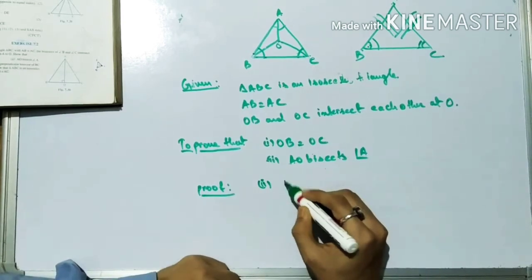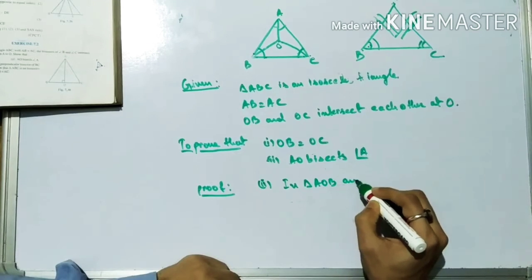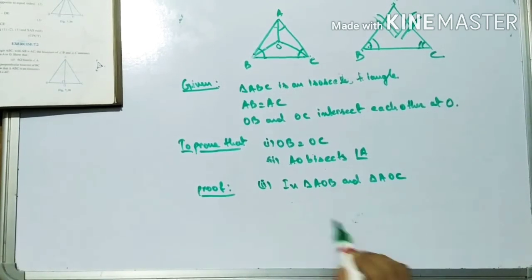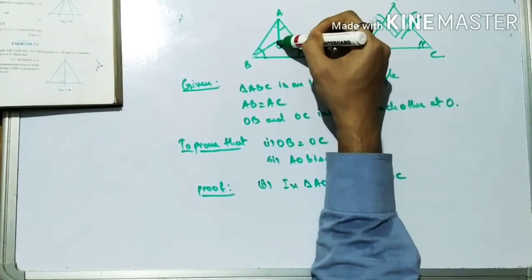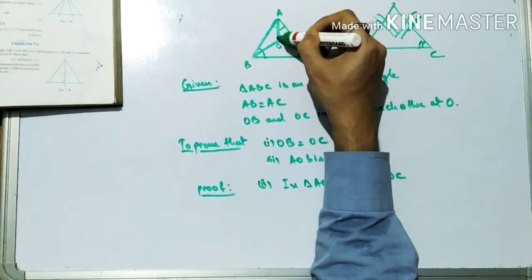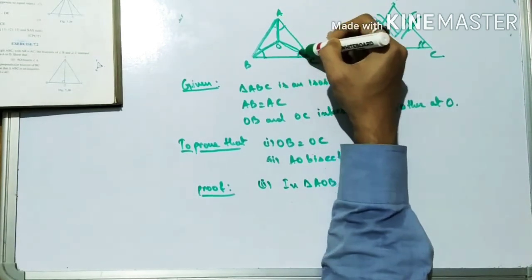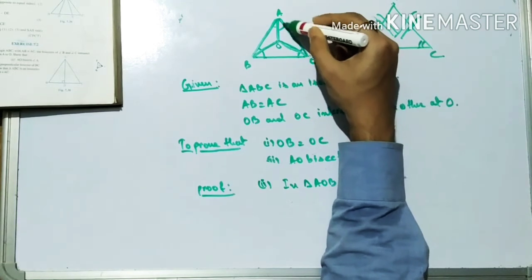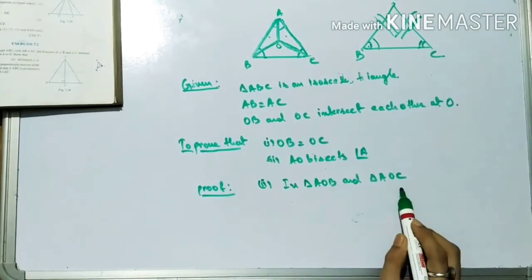So therefore I will take triangle AOB and triangle AOC. Which two triangles have I taken? AOB, this triangle, and the next, AOC. These two triangles I have taken. Look very carefully, this triangle and this triangle. Understand? So now in here, what can I say?